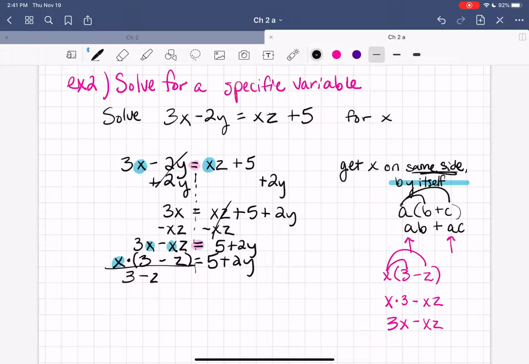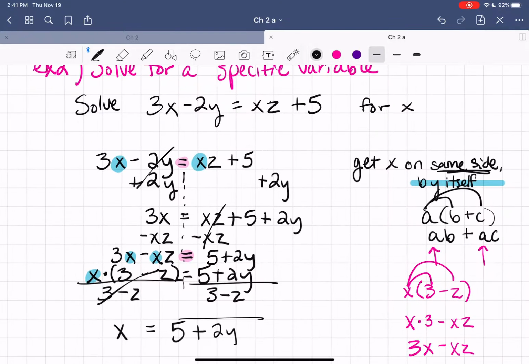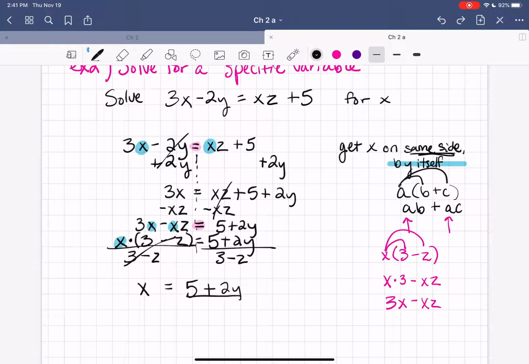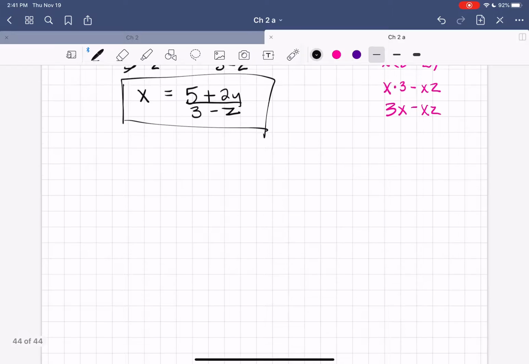3 minus z is what I will divide by on both sides. X equals 5 plus 2y over 3 minus z. Okay, that's pretty crazy. I'm going to do another one.